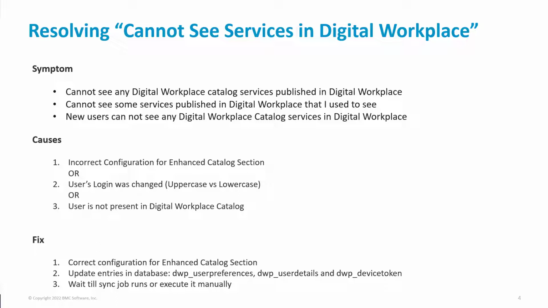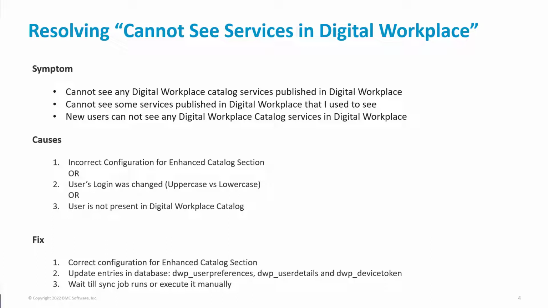Resolving cannot see services in digital workplace. Symptoms are cannot see any digital workplace catalog services published in digital workplace. For instance, a lot of users report that they cannot see some services in digital workplace. Based on user comments, we can identify that the majority of the services reported are DWPC services. SRM services are visible and working fine.